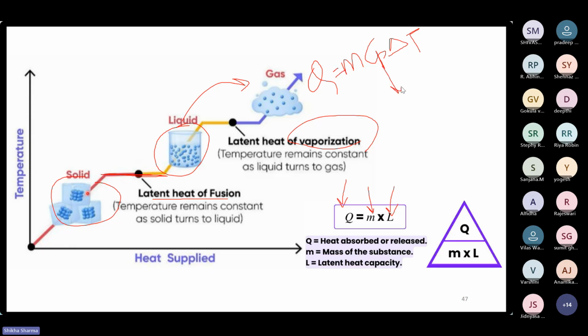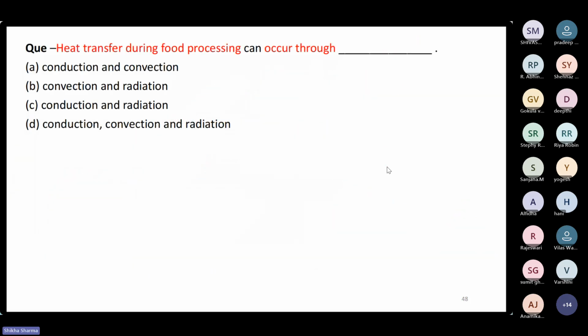This is specific heat. It is change in temperature. So if it's from 20 degrees to 40 degrees, or like that, the temperature is changing. So we use specific heat, not latent heat there. Next question we discuss.